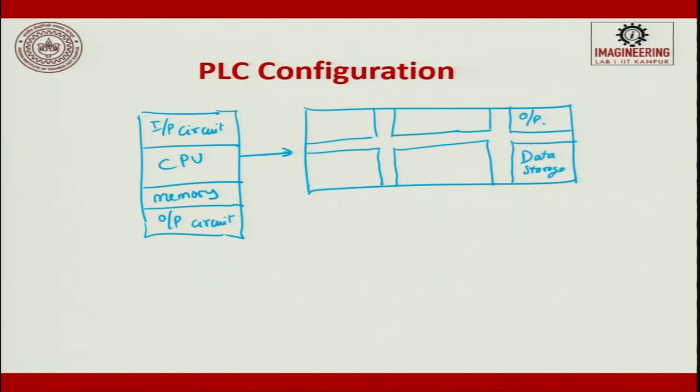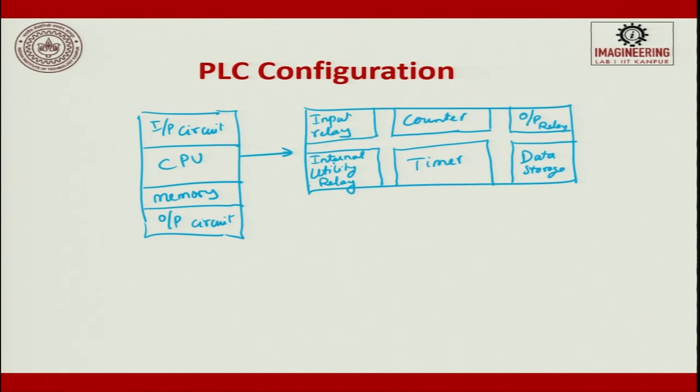This is the output relay, and here you have a timer, you have a counter, you have internal utility relay. And then you have an input relay.